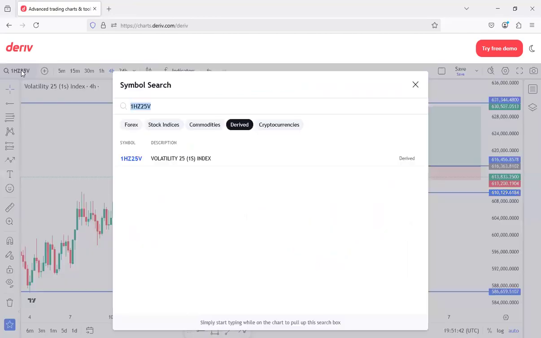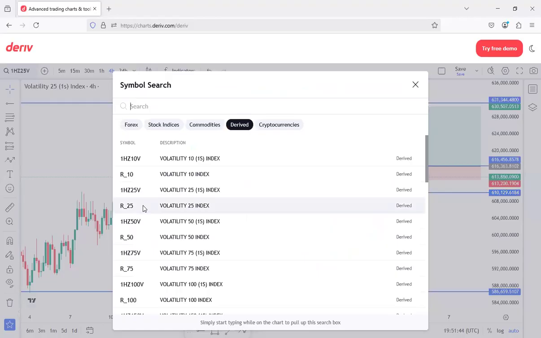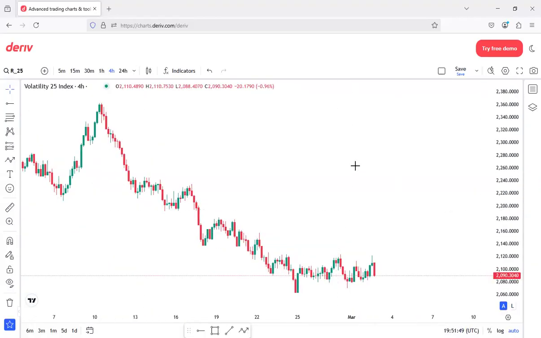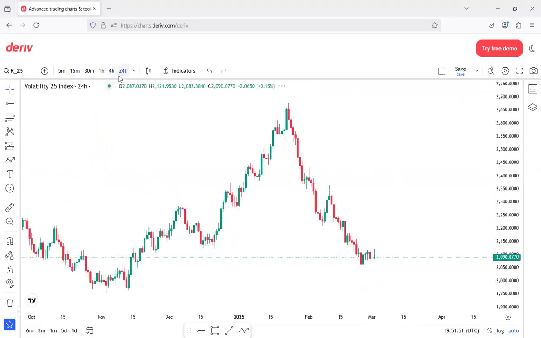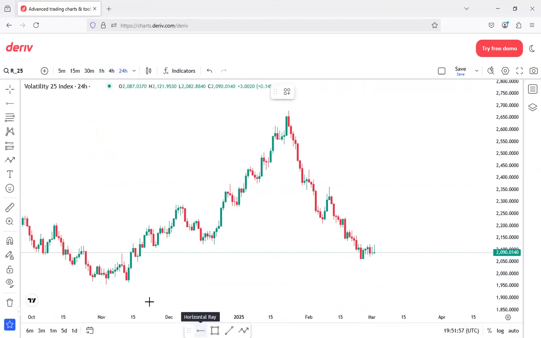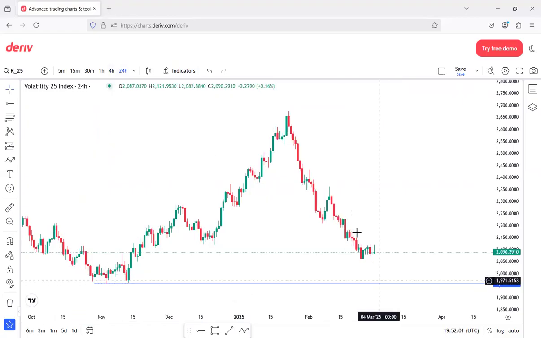And I will go down to the 25 index. Let's see what the price is doing at the 25 index. Let's go to the 24 hours time frame to see what the price is doing. On the 24 hours time frame, this is marvelous. And this low price created this low. Wow. And this is where price is currently trending to.